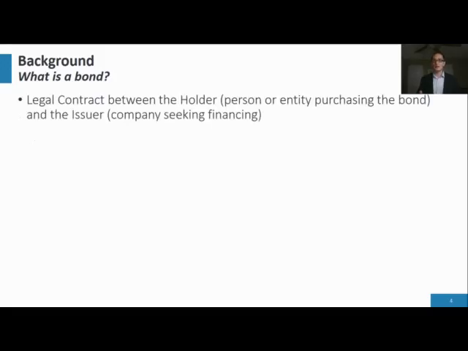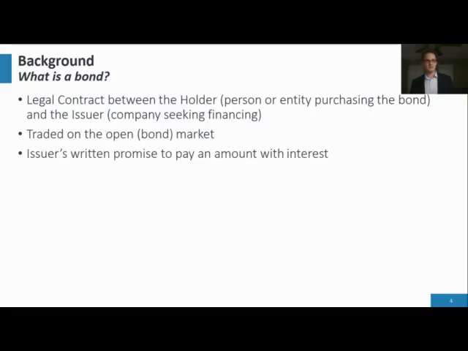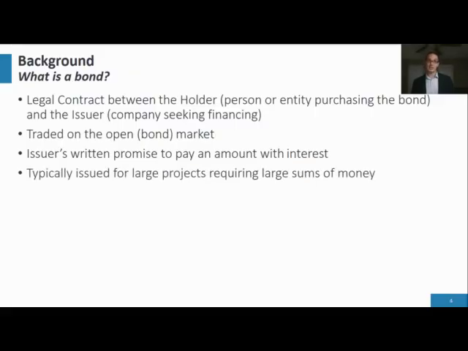A bond is a legal contract between a holder and an issuer. A holder is a person or entity purchasing the bond, and an issuer is a company seeking financing. They're traded on an open market. They are an issuer's written promise to pay an amount with interest, generally semi-annually, and they're typically issued for large projects requiring large sums of money. Most of my clients have issued them for either business combination purposes, acquisitions, or to purchase large amounts of land or plant property and equipment.